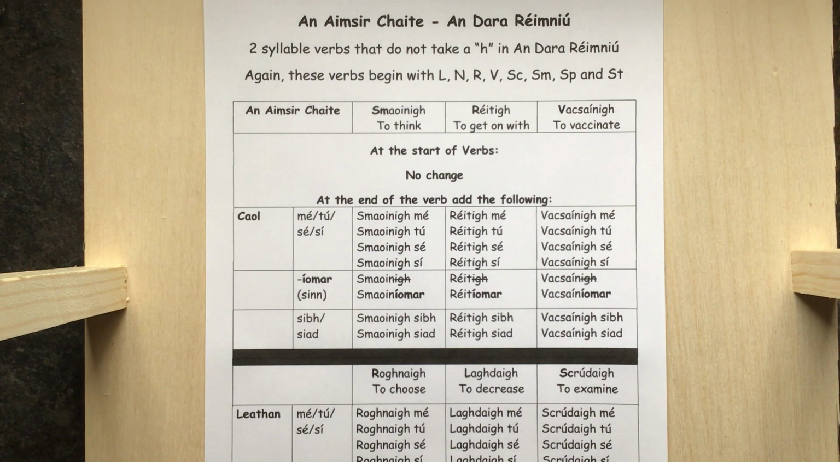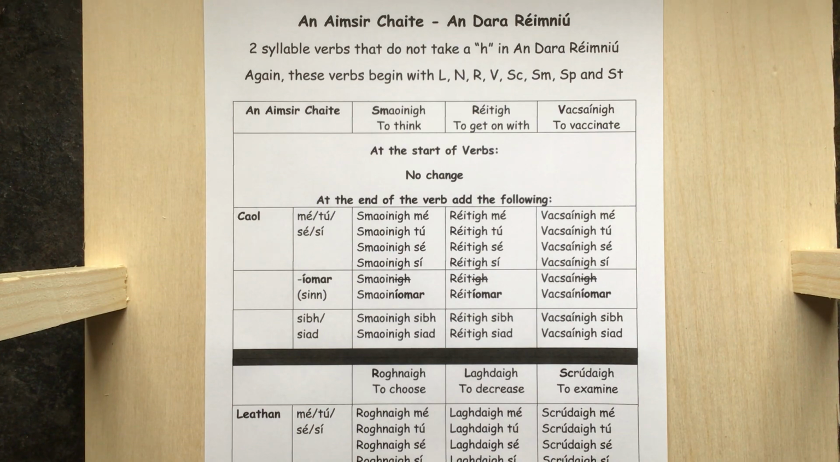So we take, for example, those that have quail endings like smuinig, rachig and vaccinig. As you can see, they all end in IGH and are clearly quail. So we're going to apply no change to the start of the verb because they do not take a H, but we must remember about the we form.